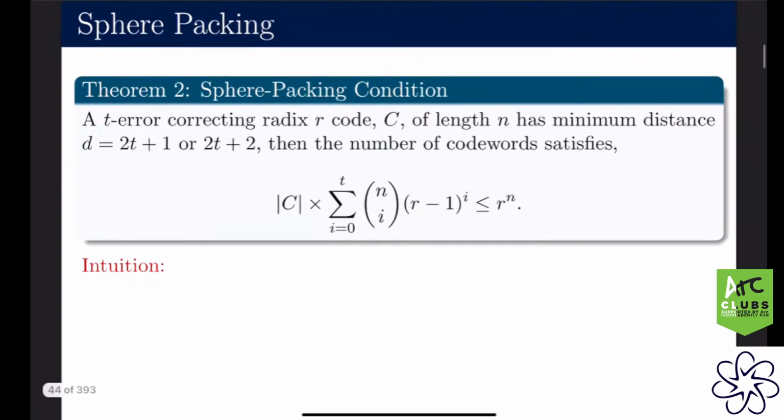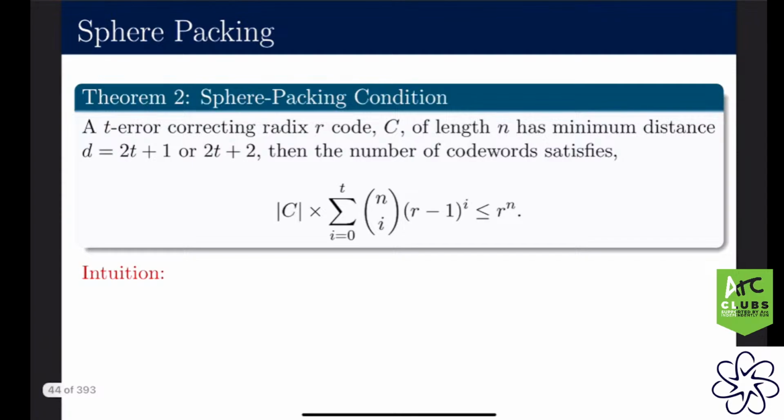Going on to sphere packing. So a t error correcting radix R code, or C, of length n, which has minimum distance d equals 2t plus 1 or 2t plus 2, right? So just the odd or even case. Then we have this inequality, which states that the number of code words, so this number of code words here, C, will satisfy this inequality. Great. Okay, what does this mean, right?